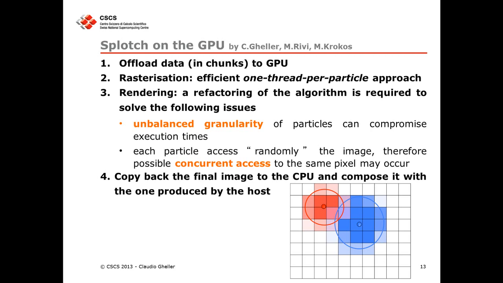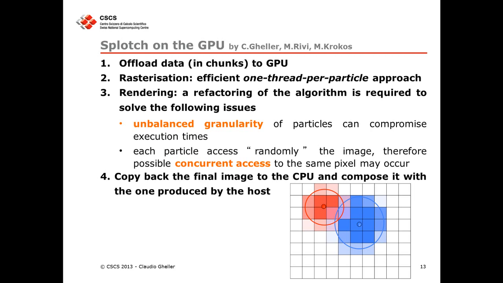Each thread takes a particle and calculates the new position according to the new point of view, and so on. The rendering stuff, and this is the tricky part. It's tricky because particles can be distributed, let's say, randomly in the computational box, so you have an unbalanced granularity, an unbalanced distribution of the particles. So load balancing is quite difficult.